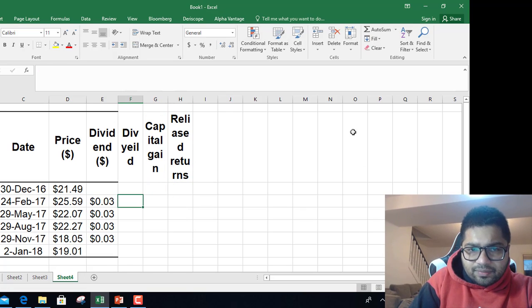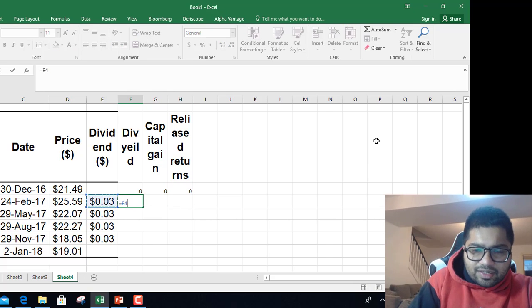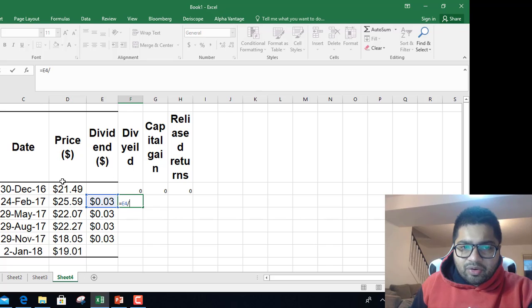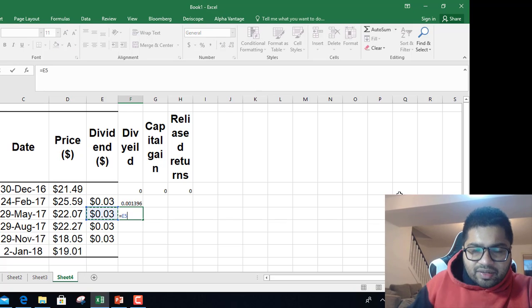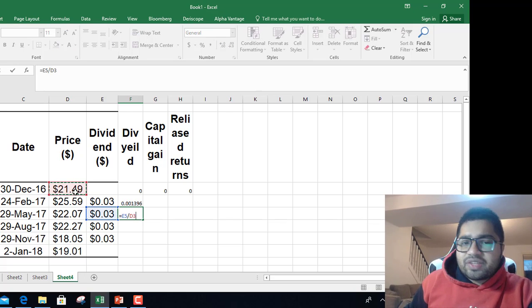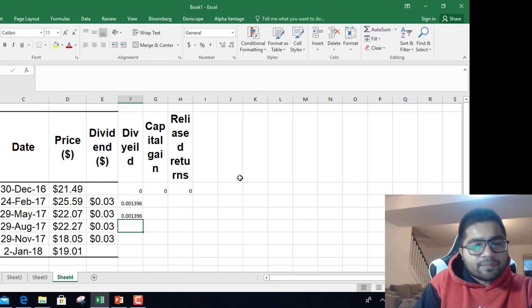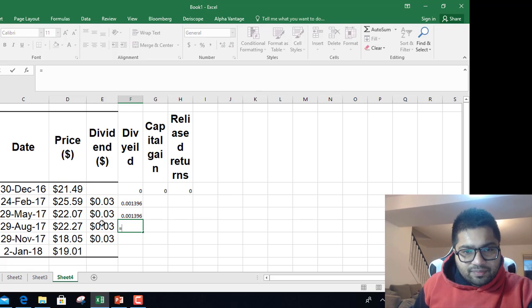So how to do that? Dividend yield, first period everything is 0, you just invested. Second period it is dividend divided by amount invested, always dividend divided by amount invested. So dividend yield each period will be dividend divided by amount invested, the initial amount you put in, not the current market price.